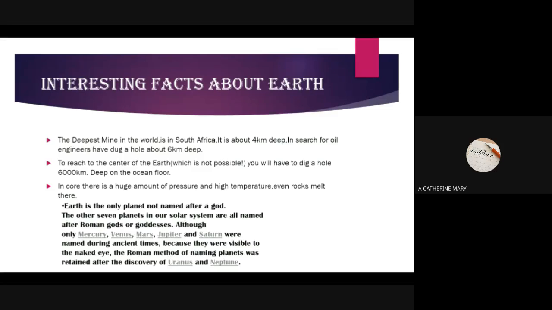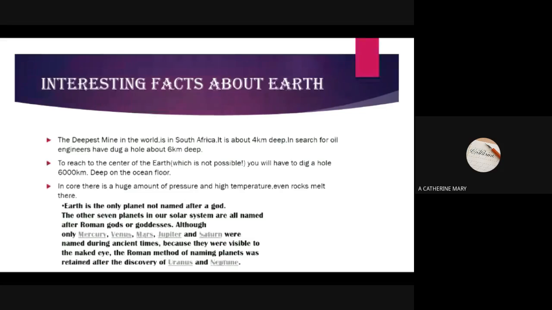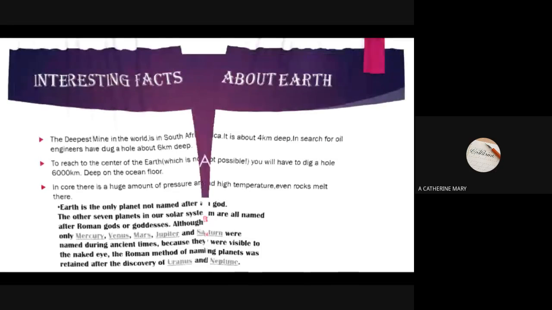The third, in the core, there is a huge amount of pressure and high temperature. Even rocks melt there. Even if we dig to the core, we can't go there as we will also become ashes. Earth is the only planet not named after a god. Other seven planets in our solar system are all named after Roman gods or goddesses. Although only Mercury, Venus, Mars, Jupiter, and Saturn were named during ancient times because they were visible to the naked eye. The Roman method of naming planets was retained after the discovery of Uranus and Neptune. Thank you.